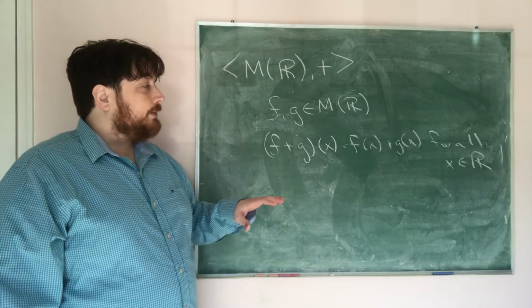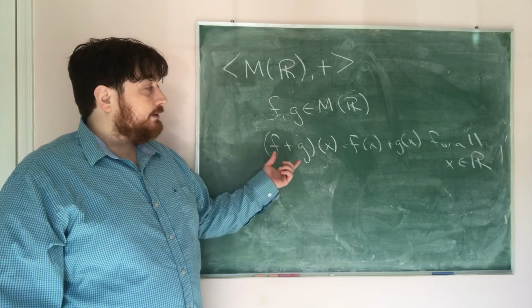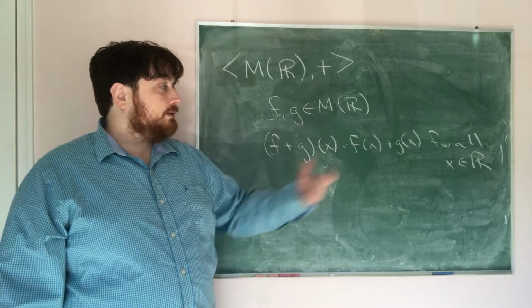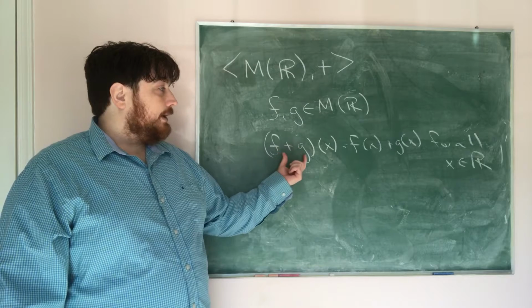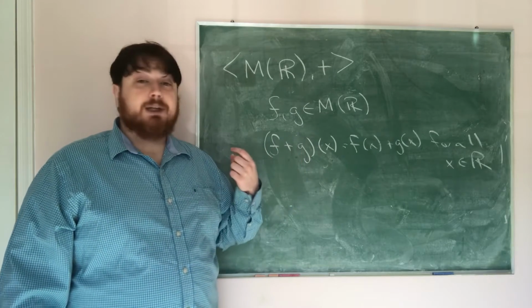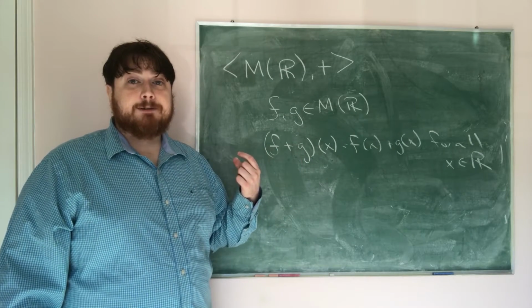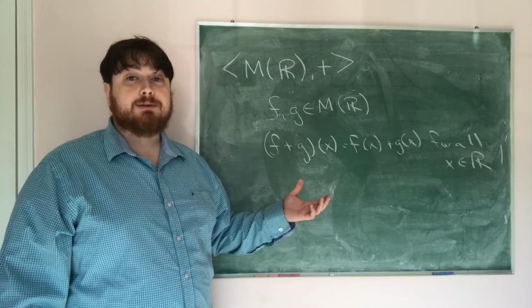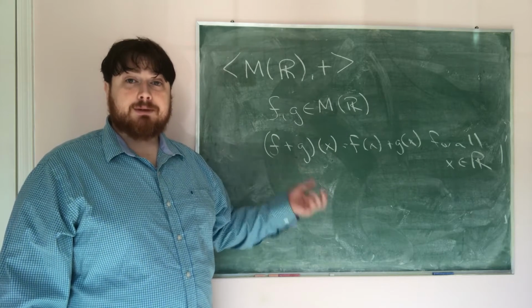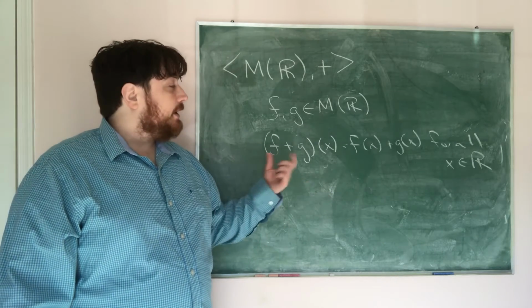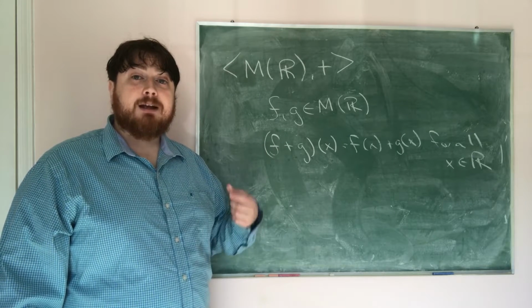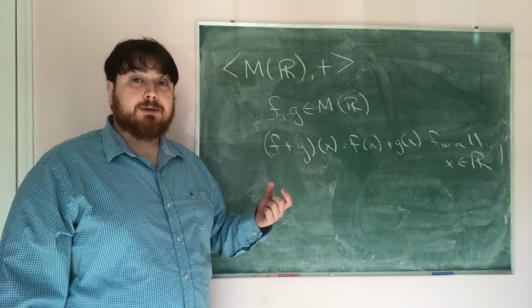Now with this, we're going to have to show that this is closed, that is, that when I take f plus g, I again get a mapping on the real numbers. I'm also going to have to show it's associative. I'm going to have to show it's commutative. I'm going to have to show there's an identity, and I'm going to have to find inverses for every function.